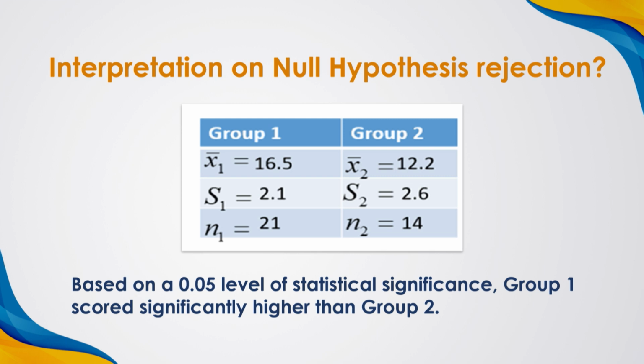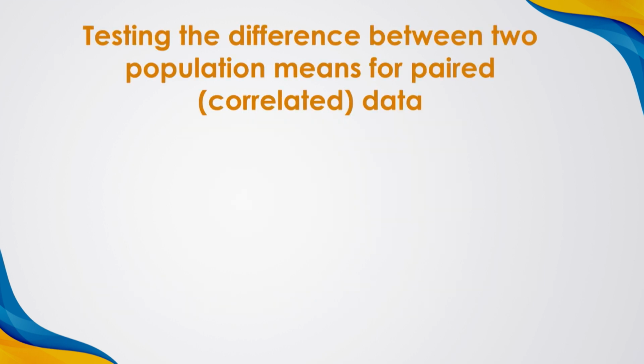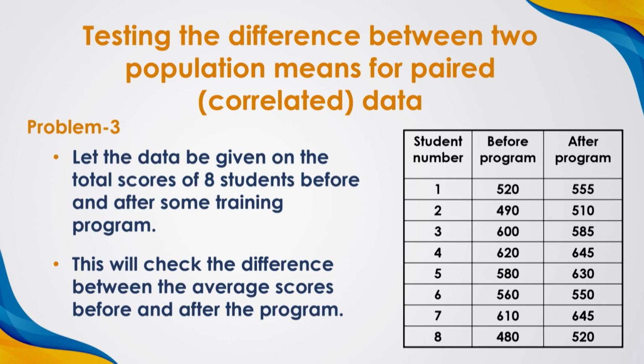This is how you can test the significant difference between two population means with varying sample sizes. Coming to another example of comparing two population means when there are paired observations. That means, when the data is of this nature, let us consider the data of 8 students, their scores in an examination before and after a training program.